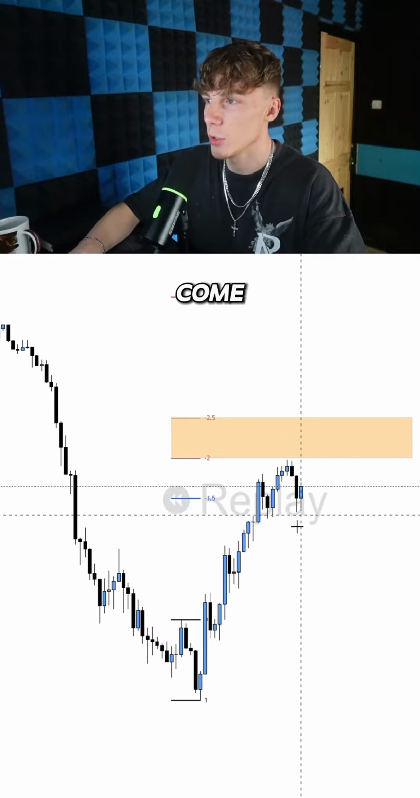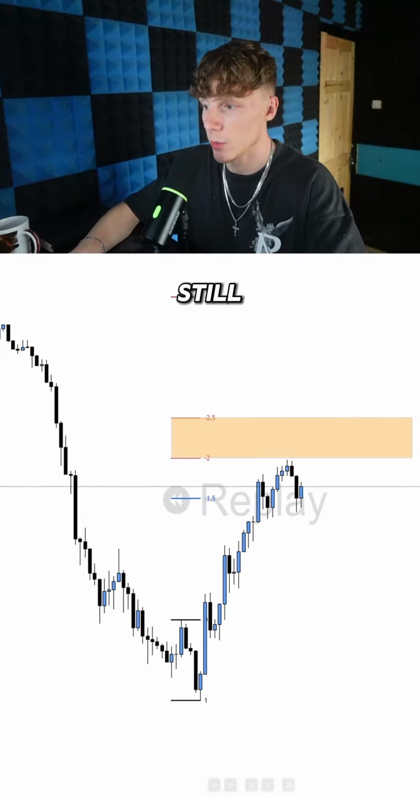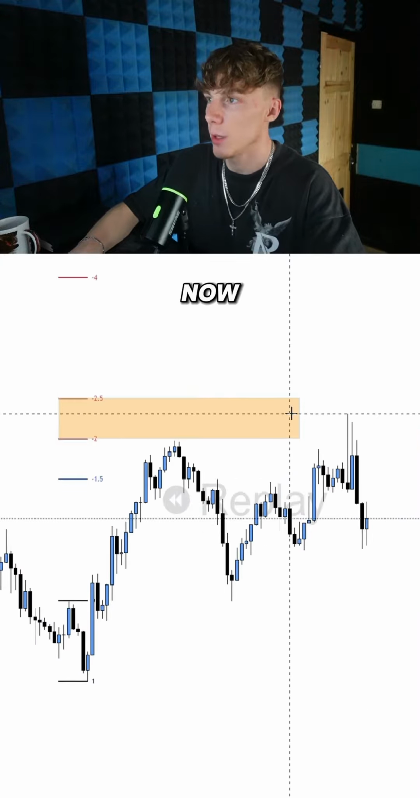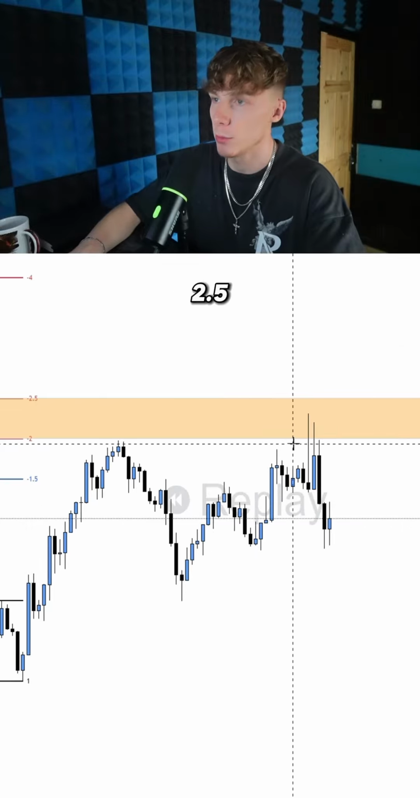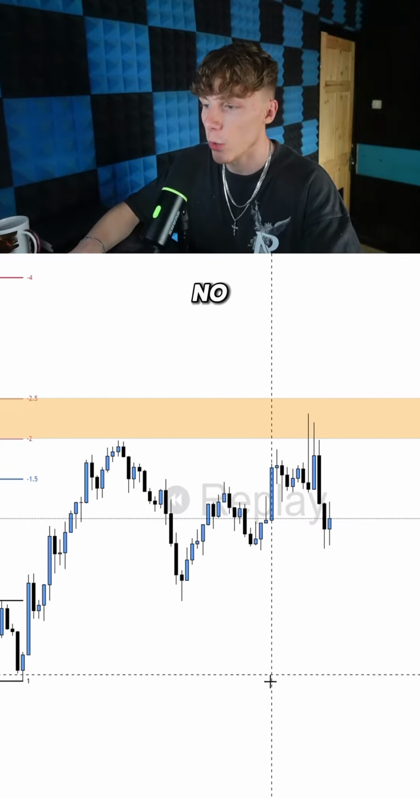Okay, nice. So we're starting to come into these levels, but it hasn't tapped into it yet, so I still can't do anything. Okay, nice. So there you can see we've now tapped into this area, deviation level 2 to 2.5, and look at that reaction. That is no coincidence.